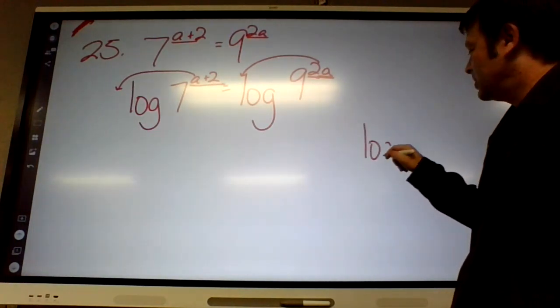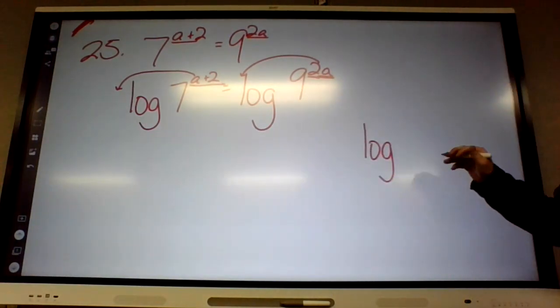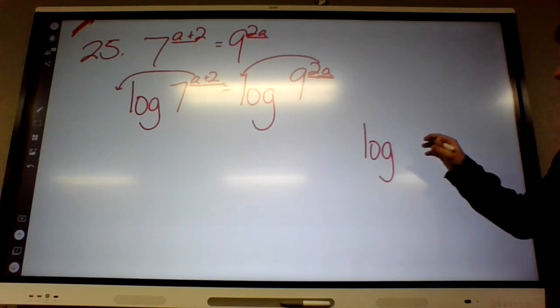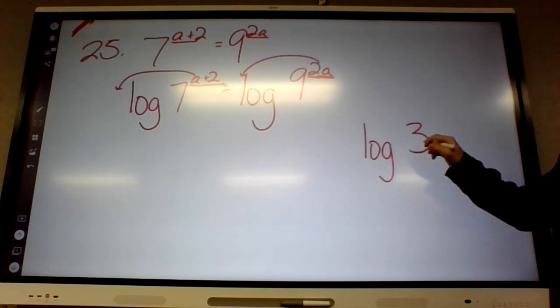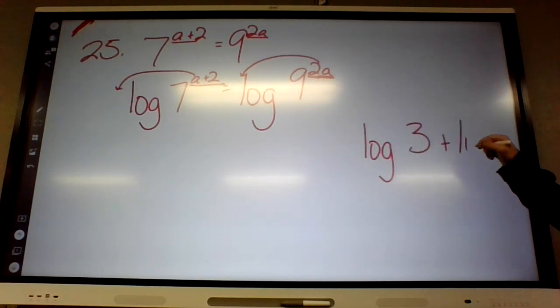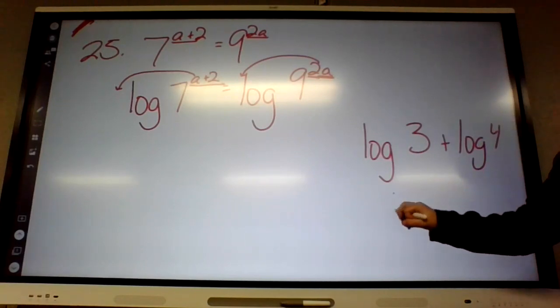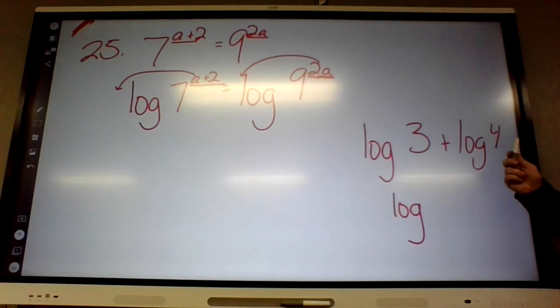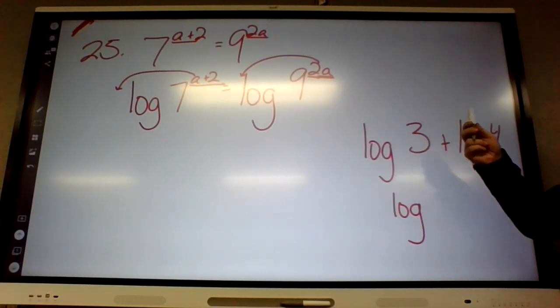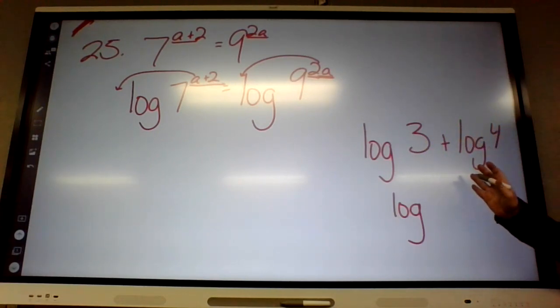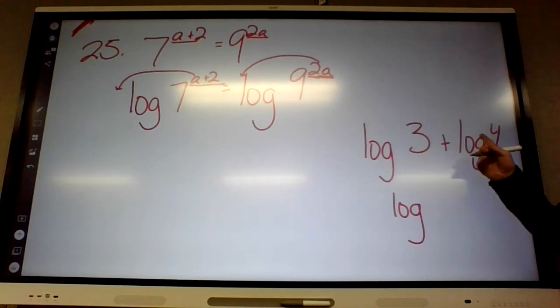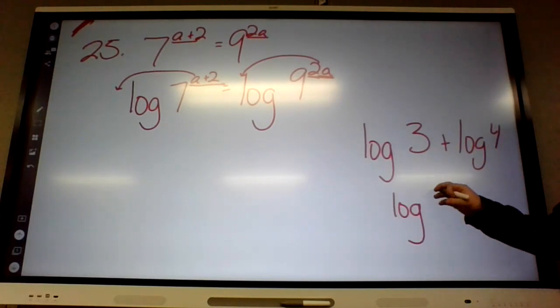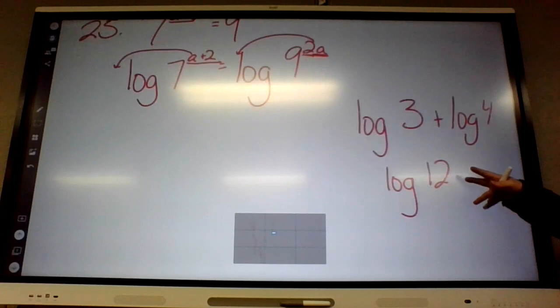No. Actually, let's do, because all three of these things we kind of need today, so let's talk about it a little bit. So, log of 3 plus log of 4, do you guys know what that equals? What do we do with these numbers? Multiply. This is the worksheet we did on Monday. If you're adding the same logs together, you can multiply their numbers. So it's equal to log of 12.